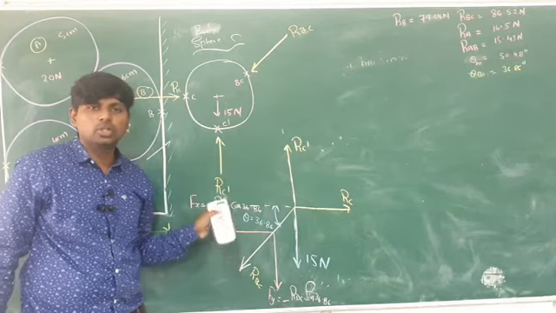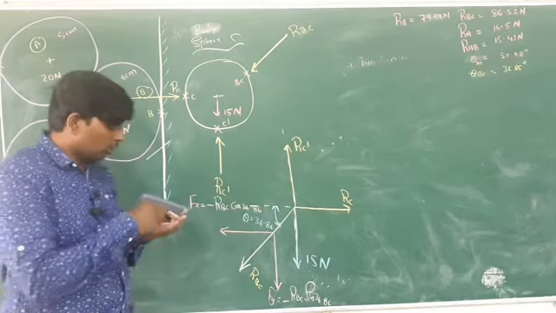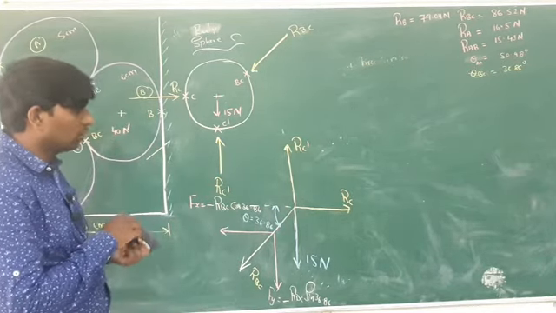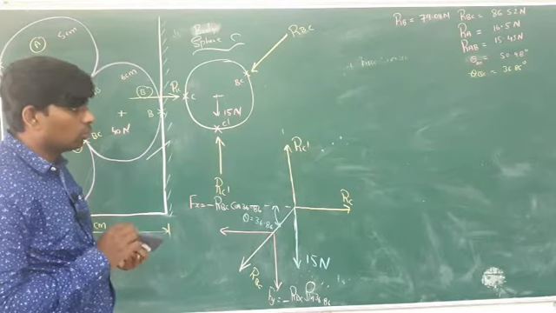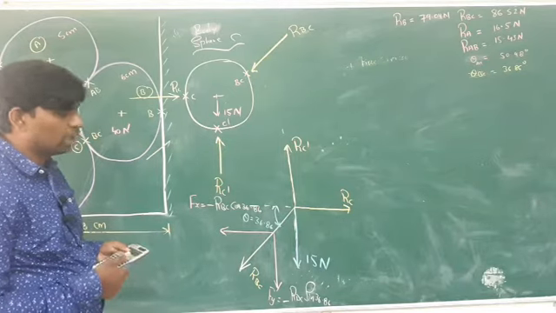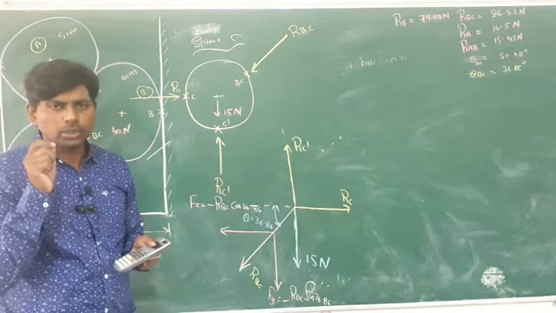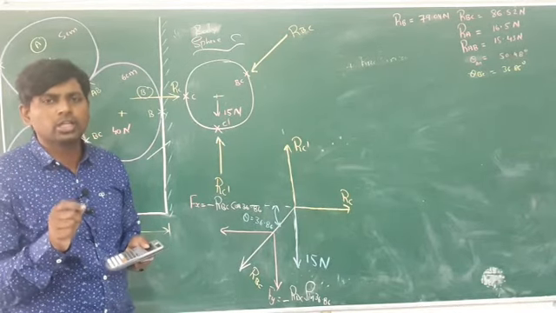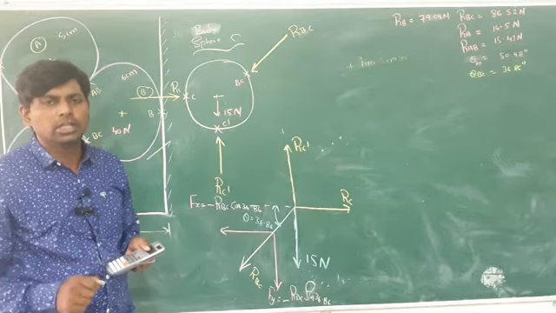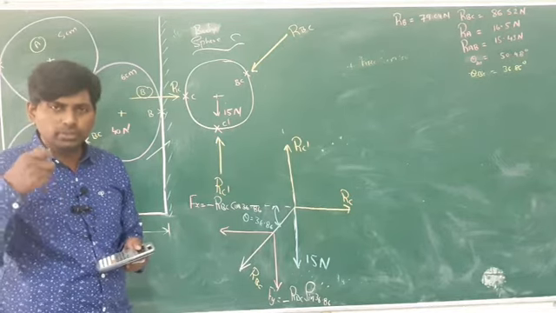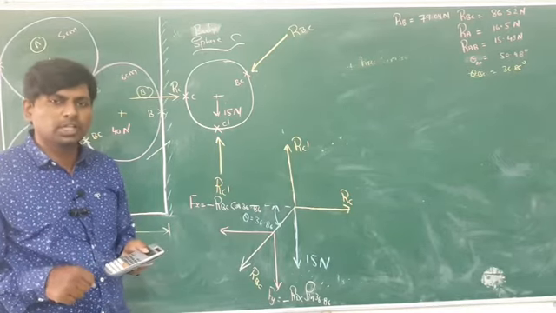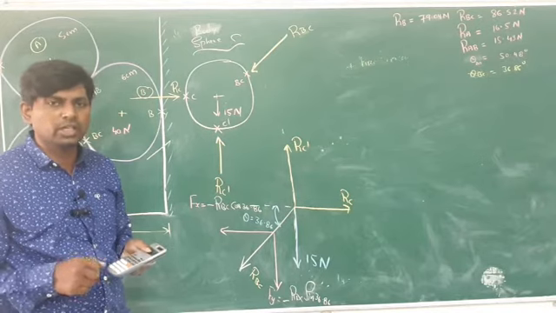After resolving this inclined force, the next step is to go for the sum of horizontal and vertical. Before going for the sum of horizontal and vertical, you have to check how many horizontal forces are there and how many vertical forces are there. Which one is less? First you have to prefer that one, whether the horizontal or the vertical.